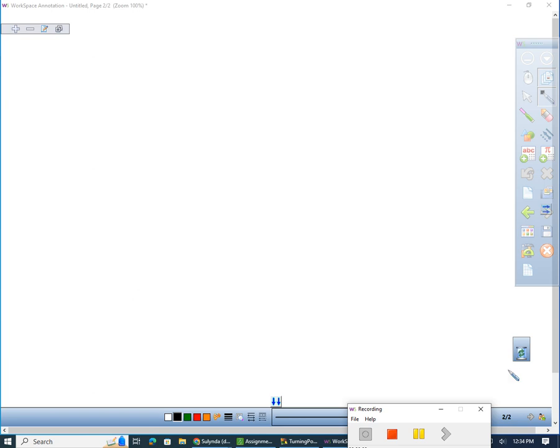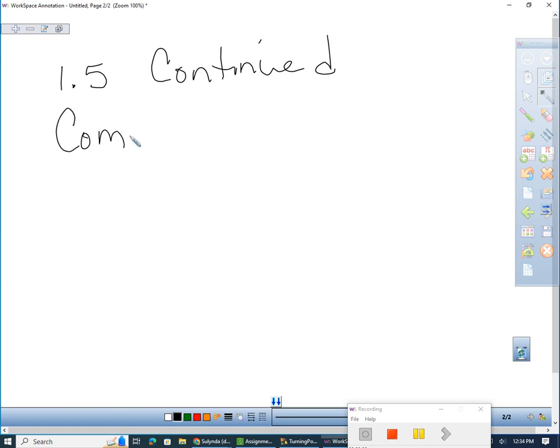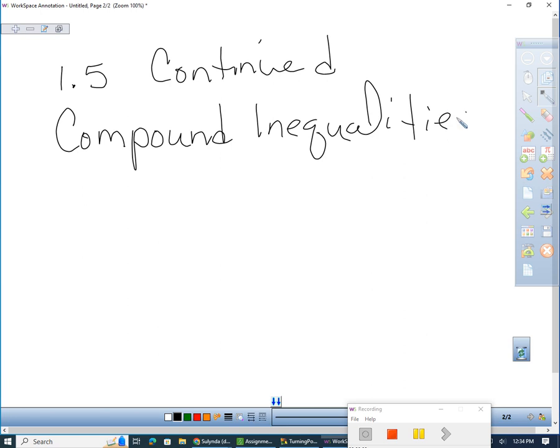So this is actually going to be 1.5 continued. And today we're going to talk about compound inequalities. There are two kinds of compound inequalities. What did we say they were? And, or, thank you, and or.